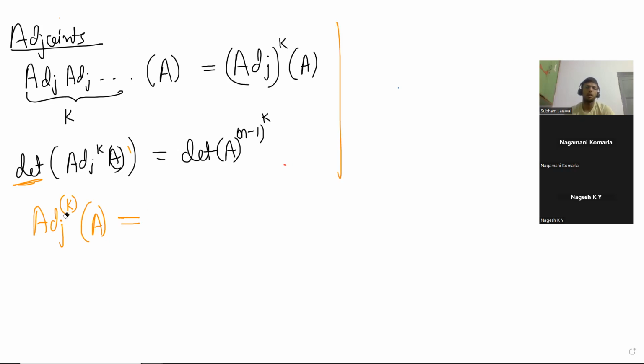What is adjoint squared? Adjoint squared will be determinant of A to the power n minus 1 times adjoint A. I think that's also a standard one, like it was in my book. Right, determinant of A to the power n minus 2. Sorry, n minus 2, times A.